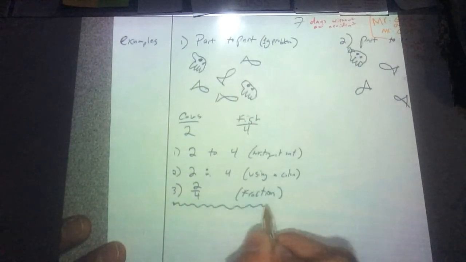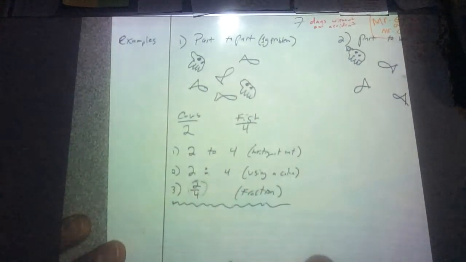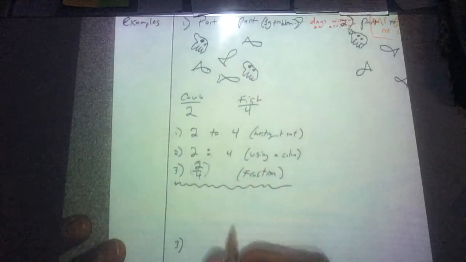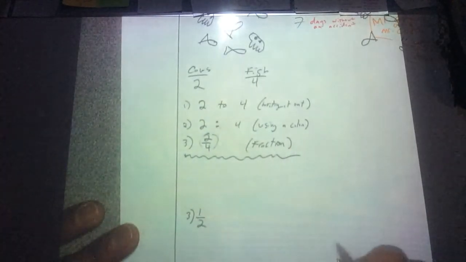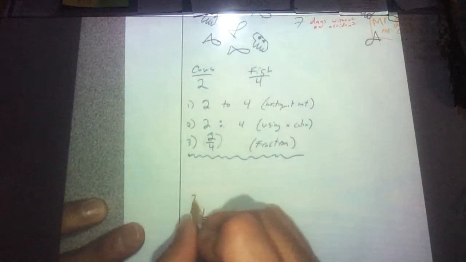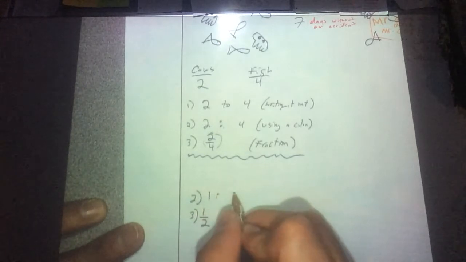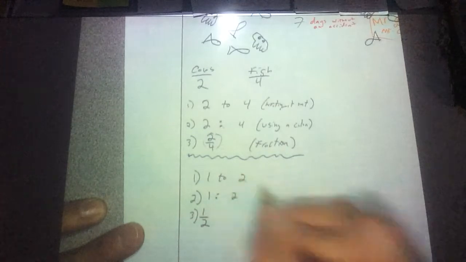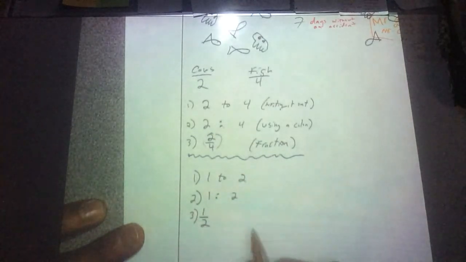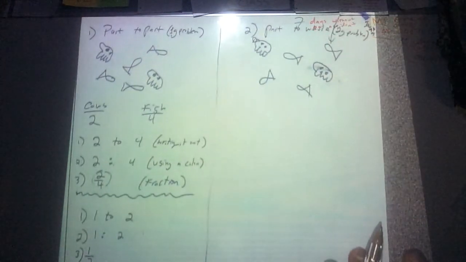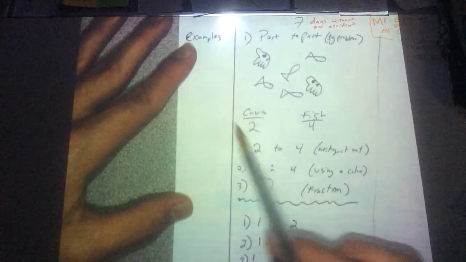So if we look at the fraction, that's probably the best way to see that 2/4 can be reduced to 1/2. So in simplest form, the correct answer to this problem is going to be 1/2, 1 to 2, or 1:2. So this is written out, this is using a colon, and this is a fraction. Okay, now this one right here. So this was part to part. This was cows to fish.